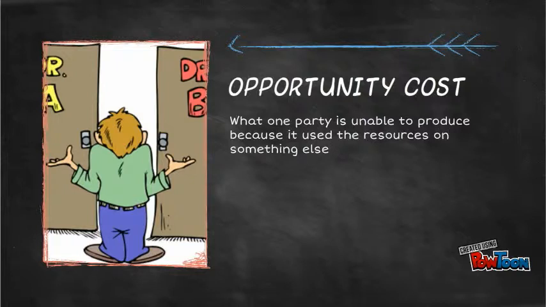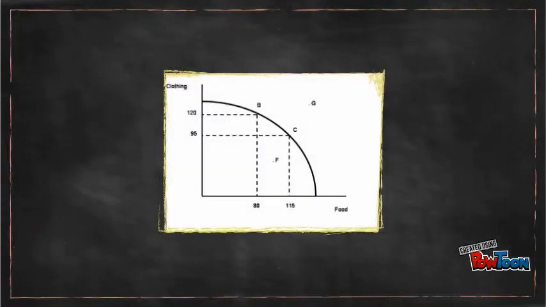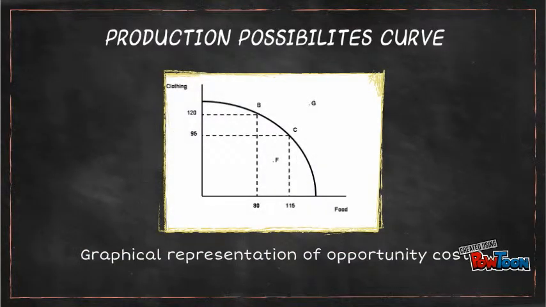And then opportunity cost is what we use to find comparative advantage. It's just what you're giving up to produce something, like what you could have produced with the resources you used to produce something. And the production possibilities curve is the graphical representation of opportunity cost. So you have one good on one axis, one good on the other, and the more you produce of one thing, the less you can produce of the other.